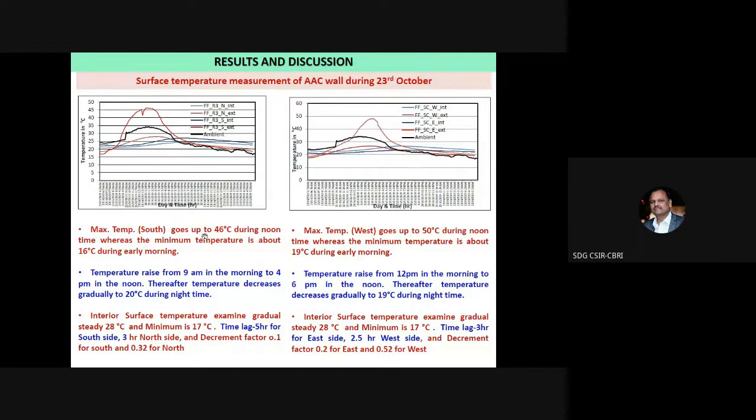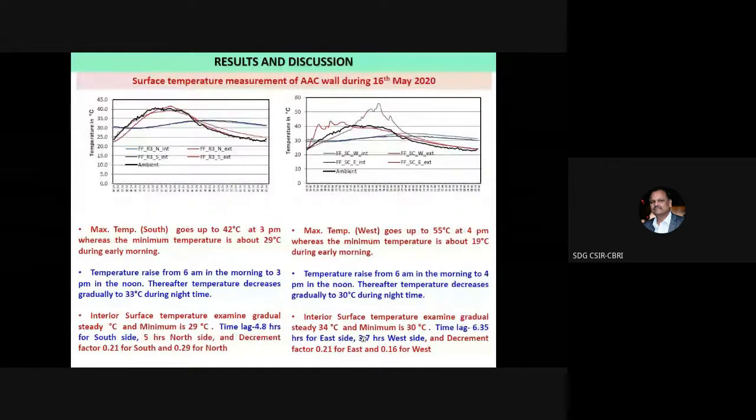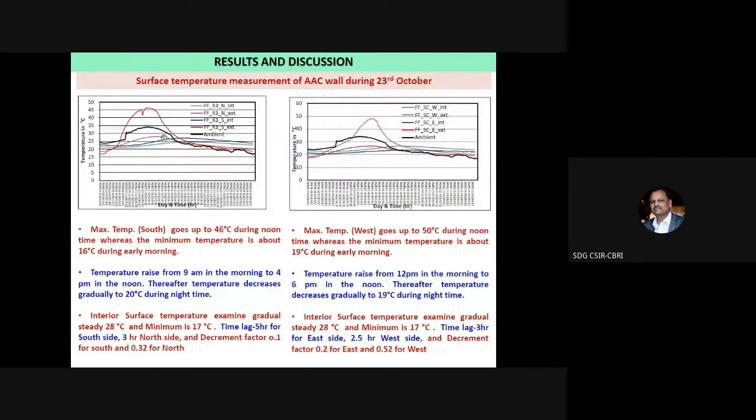For the south side facing wall, the time lag is 5 hours, whereas on the north side it is 3 hours. We have to consider the 5 hours because the south side is subject to solar radiation. If we consider the west side, the time lag is 3 hours, and it is 2.5 hours on the west side. And if we consider peak summer, on 16th May, the surface temperature is higher on the south side. But looking at the previous graph, there was only one face, the south side, which was subject to high temperature, whereas the north side was not that much.